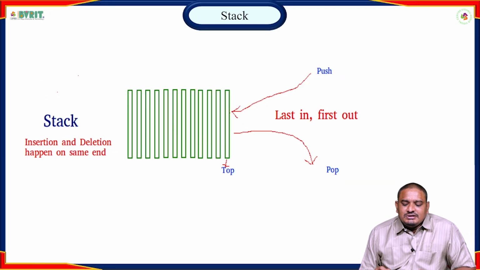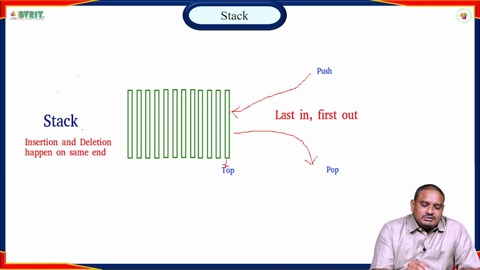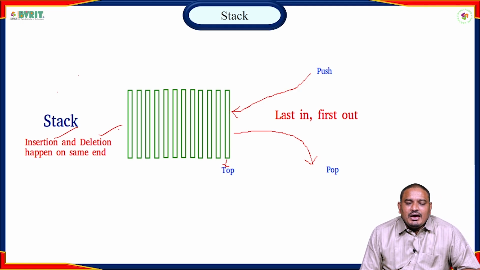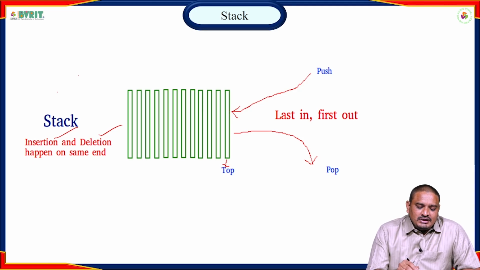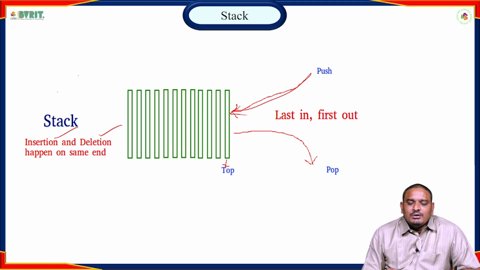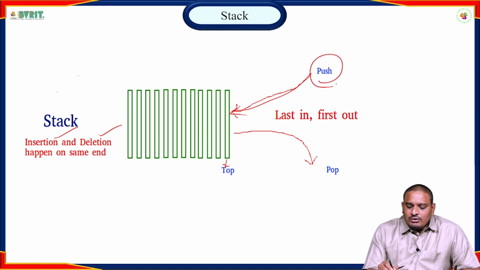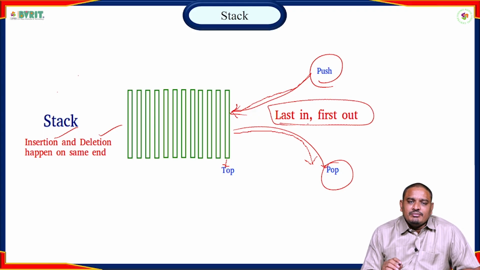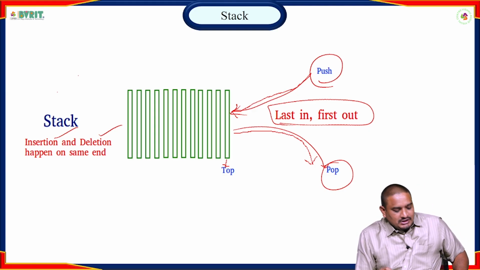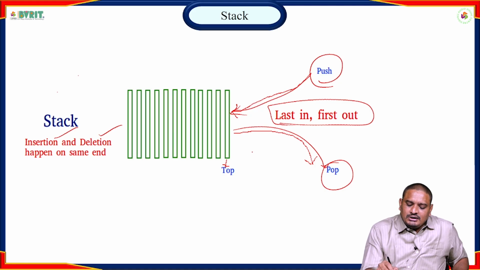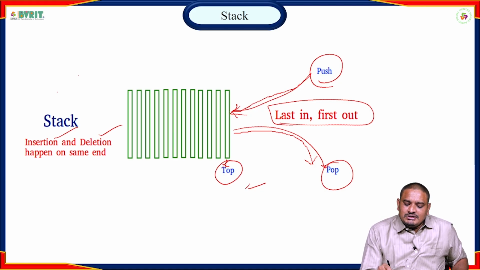Next, see this diagram. Here in the stack, insertion and deletion happen at the same end. What does that mean? Inserting an element at one end is called push. Removing the element from the same end is called pop. The stack is called last in first out. The element inserted last will be popped first. That is the definition of the stack. Here, what does top mean? The position of the element inserted last is called the top position.